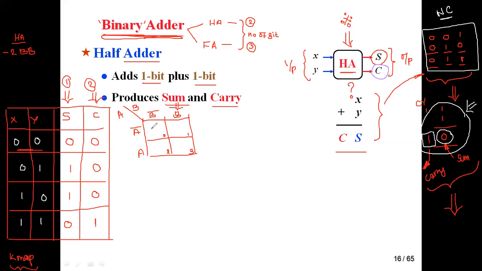0, 0 means 0. Then 0, 1, so it is also 0. And then 1, 0 means 2. What is the sum? Sorry, just a minute. I made a mistake for sum. So 0, 0 means 0. 0, 1 means output equal to 1. And then 1, 0 means output equal to 1. 1, 1 means sum is equal to 0.